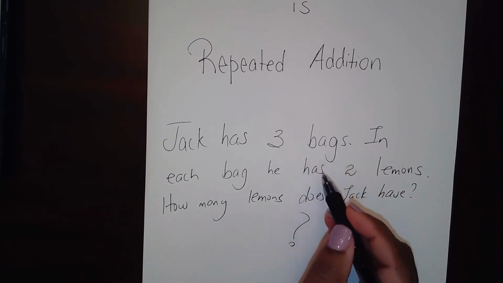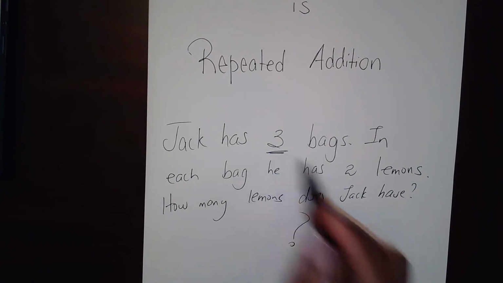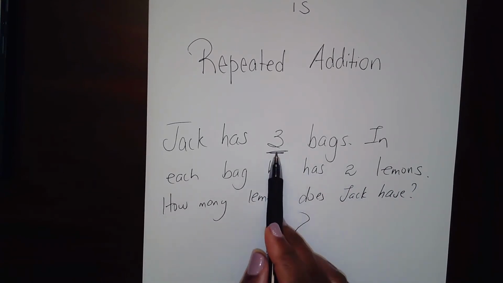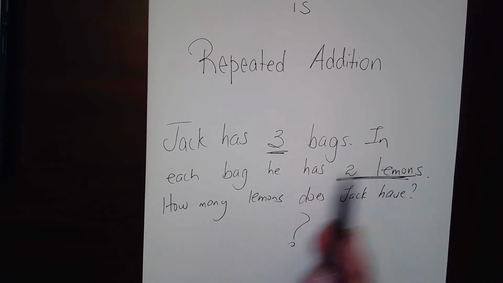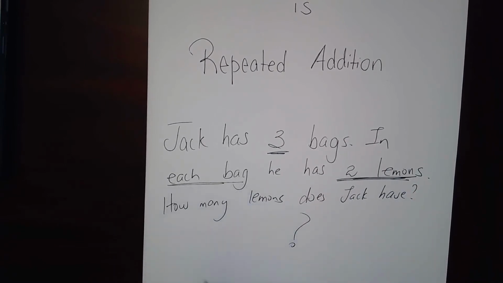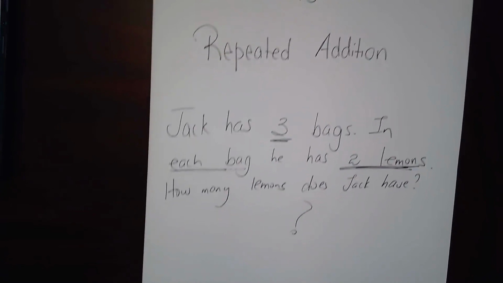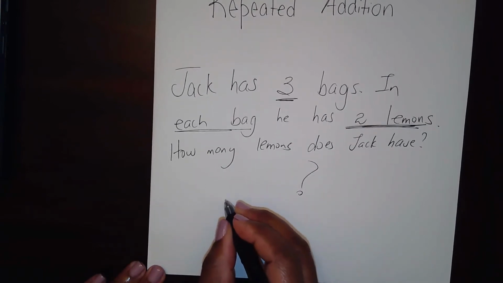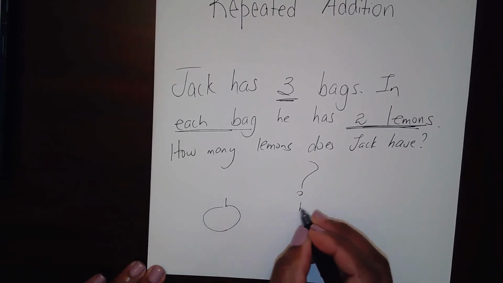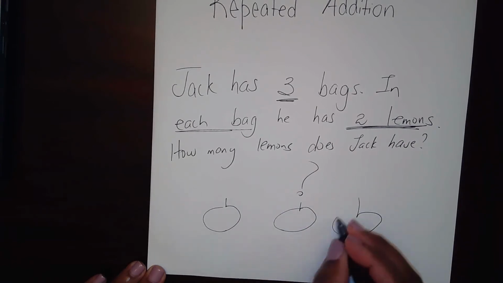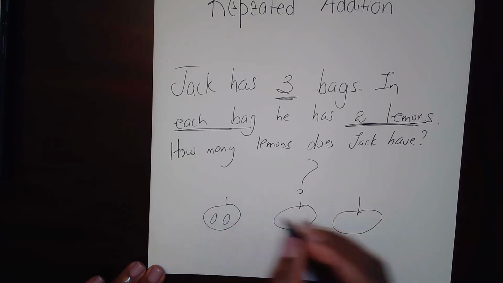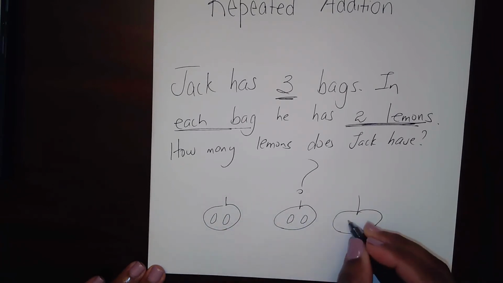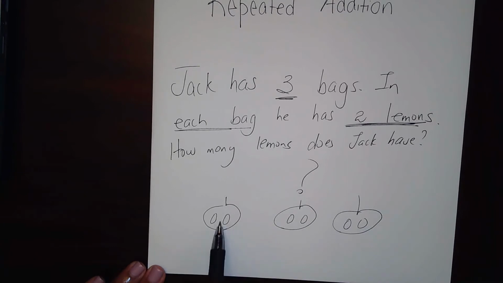Well, the first thing we'll do is look at this 3 bags. This is key information, and 2 lemons. But notice it also says in each bag. So a really good strategy to use is by modeling. Now I'm going to draw Jack's 3 bags. Yes, they don't look like bags, they look more like apples, I understand. And here are the lemons, because in each bag, there are 2 lemons.